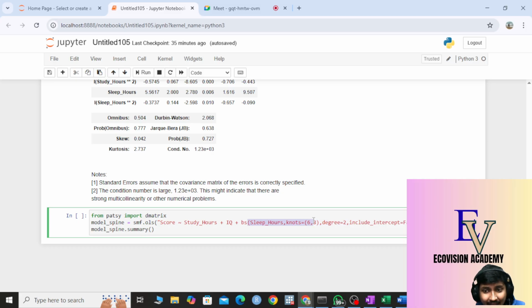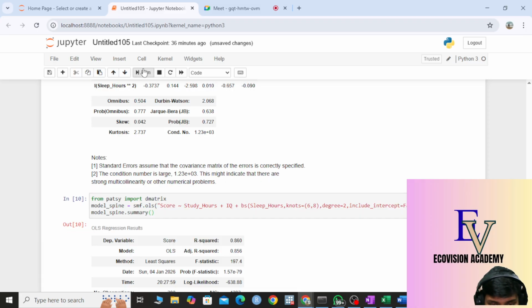So in this case, I have to give the interval first. I have given 6 to 8, the people who sleep between 6 to 8. And what is the degree? The degree is 2, which means sleep hours square. And I have given an intercept. Now I will run this command.